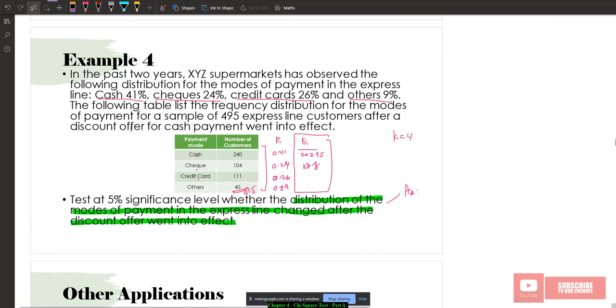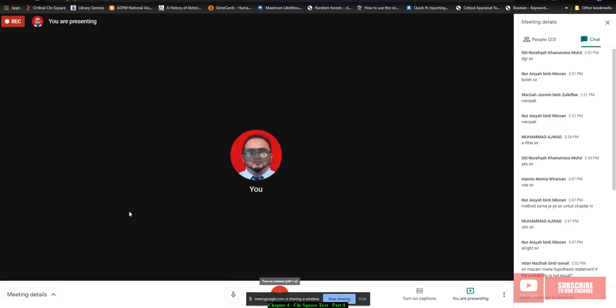The same goes for example number 4. We want to find whether the distribution of the mode of payment in the express line changed after the discounts. This is our alternative hypothesis: change. For the null hypothesis: not changed. Hope that answers the question. Any other questions?